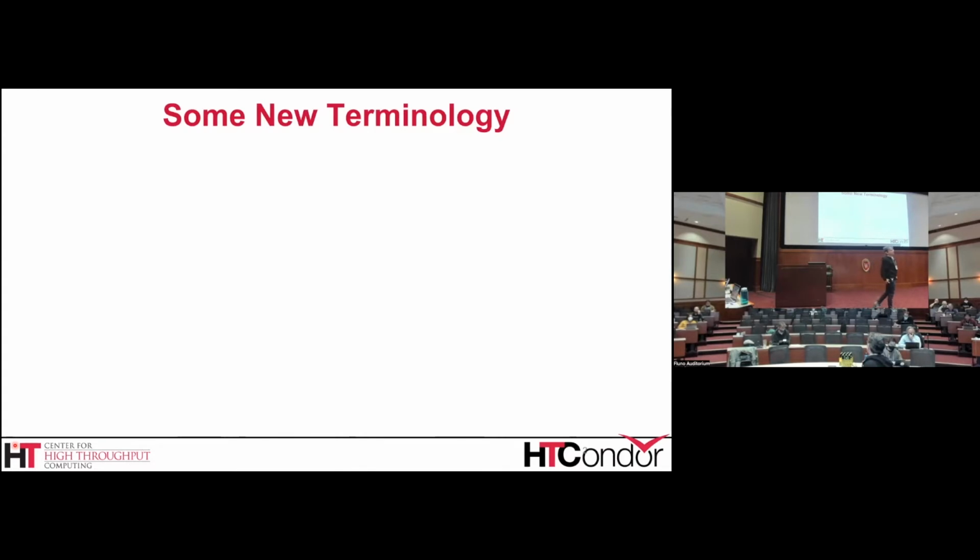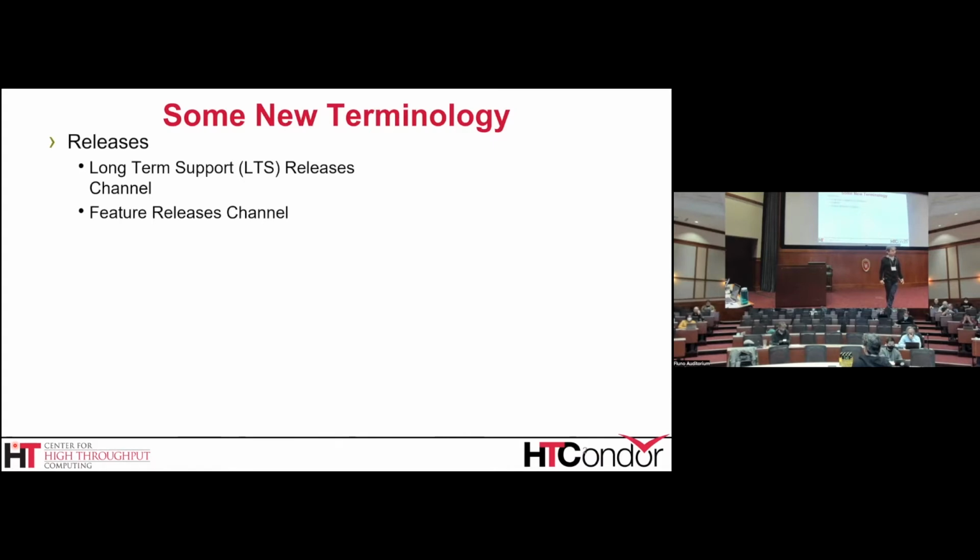So first off, some new terminology that we've been working on. We used to call our release series the stable series and the developer series. That is no more. The stable series is now referred to as the long-term support or LTS release channel. And the developer release, which really never was a developer release. Our so-called developer release was actually beta tested for quite some time. It runs in production for a minimum of 3 weeks at UW-Madison before going out. So that got renamed to the feature release.